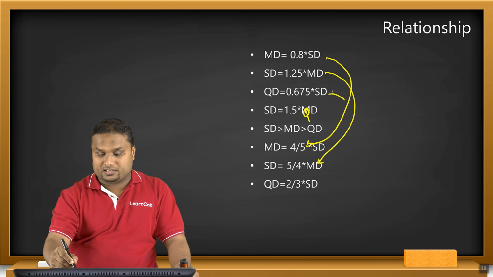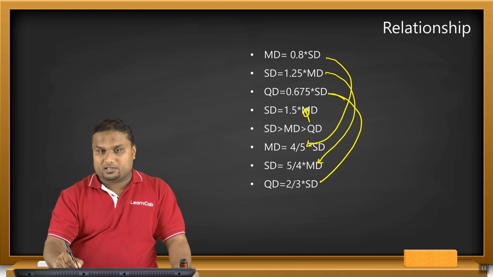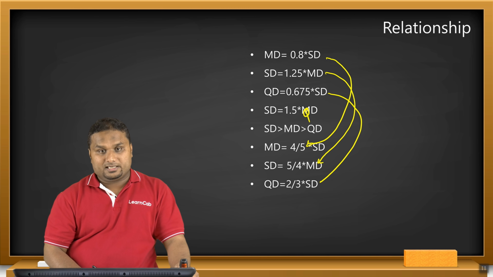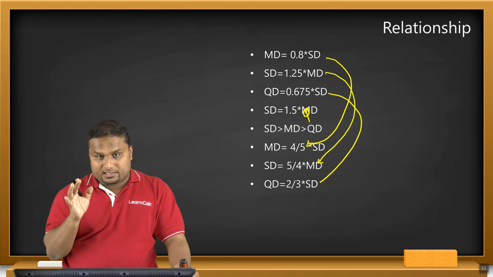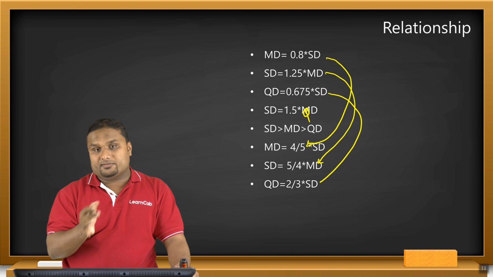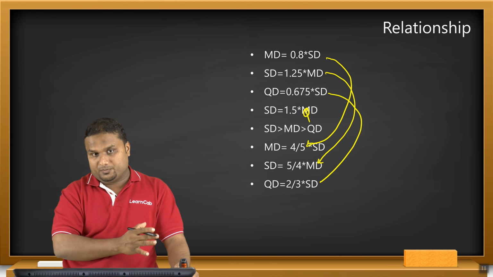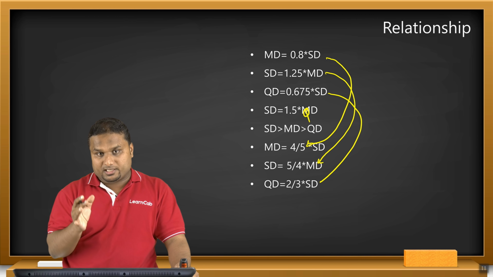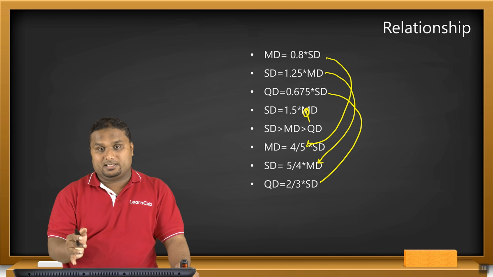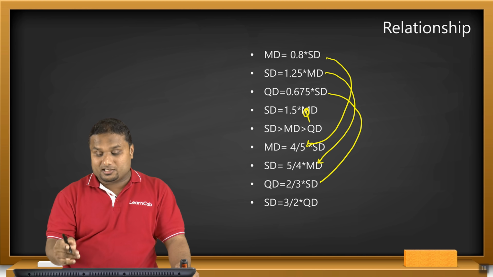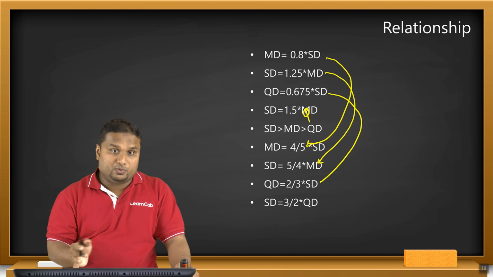0.675 times standard deviation, which is approximately equal to 2 by 3, which is not exactly correct, but in multiple choice, QD equal to 2 by 3 standard deviation is a regularly asked question. Actually 2 by 3 means 66.66%, but the formula says QD is 67.5%. There is a difference of around 1%, but even though we say QD equal to 2 by 3 SD, and the reverse is possible, SD is equal to 3 by 2 QD.